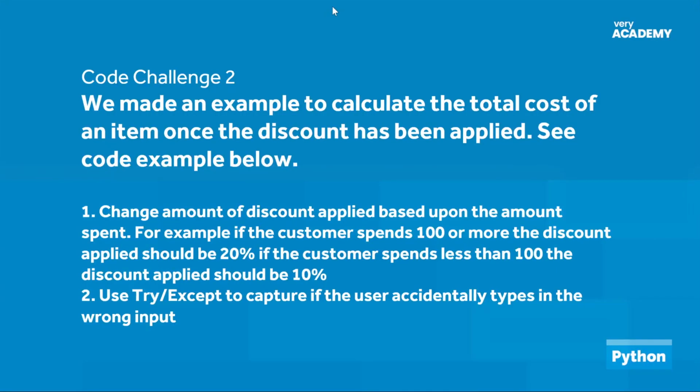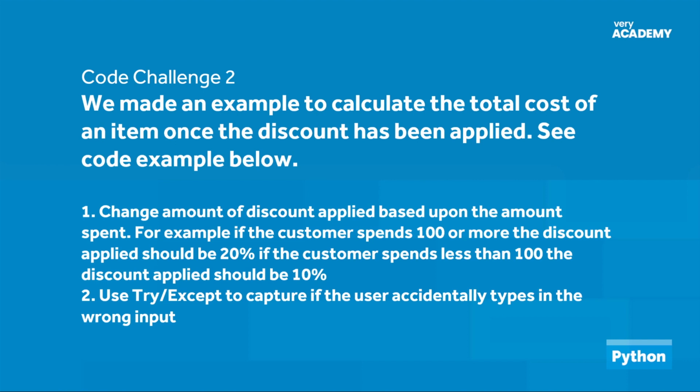So let's move through challenge 2. Let me explain. We made a code example to calculate the total cost of an item once a discount has been applied. I think we did that in the situation of, for example, a restaurant where we had a bill calculator. It calculated the discount. So I have provided a code example for us to start with for this challenge. Head over to the GitHub repository and you'll see that. And we'll start with that in a second.